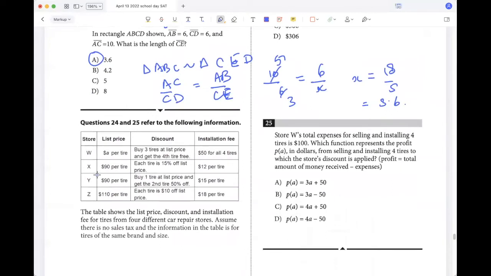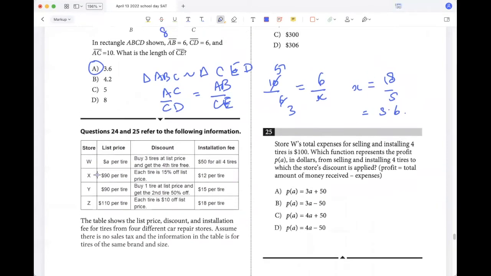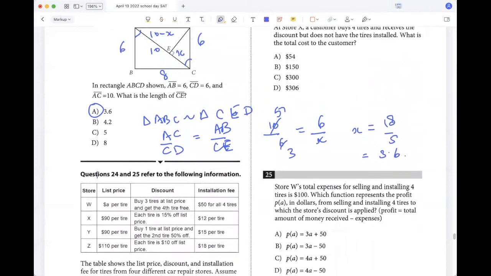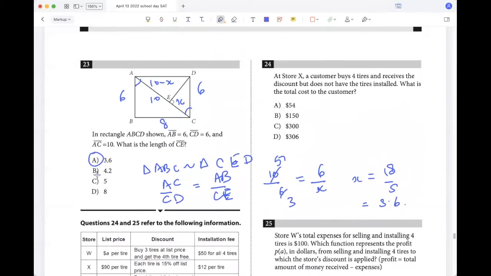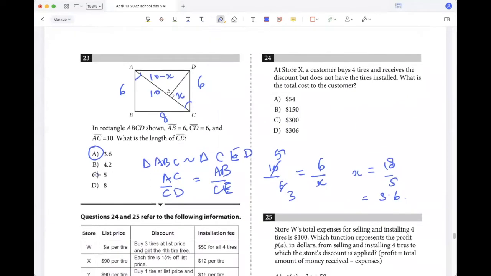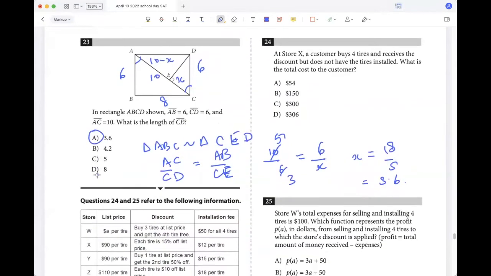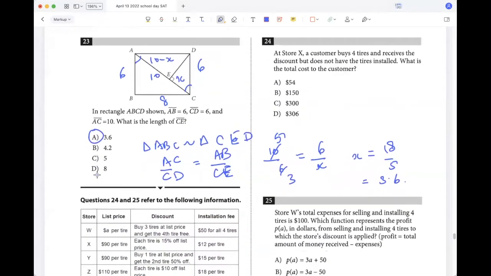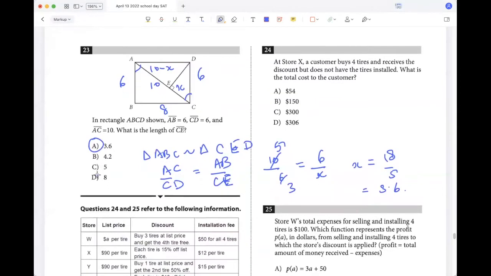Okay, the table shows the list price, discount, and installation fee for tires from 4 different car repair stores. Assume there is no sales tax and the information is for the tires of the same brand and size. Okay. So at store X, a customer buys 4 tires and receives the discount but does not have the tires installed. What is the total cost of the customer?